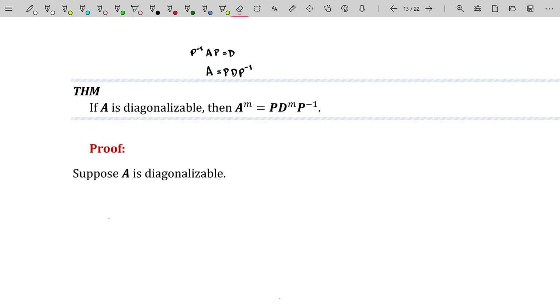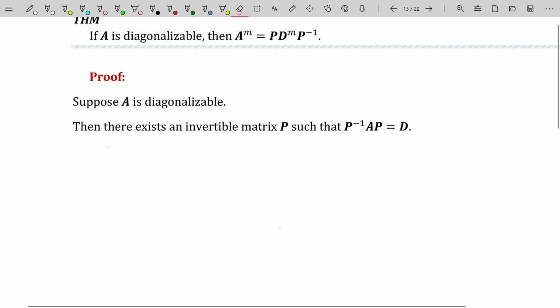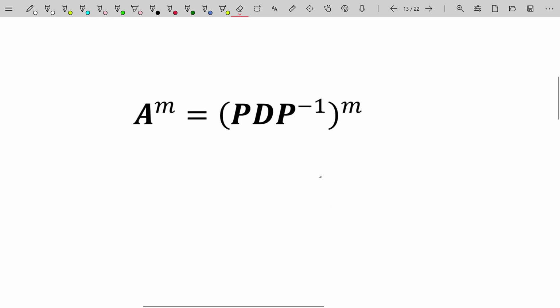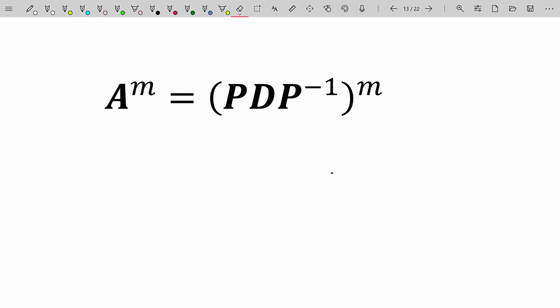Suppose we have a matrix A that's diagonalizable. Then there must exist an invertible matrix P such that, as we said above, P inverse AP is equal to D. Therefore, A is equal to PDP inverse. Hence, now what we're going to do is take a look at A to an extreme power, specifically the nth power. Since A is PDP inverse, A to the nth is (PDP inverse) to the nth.